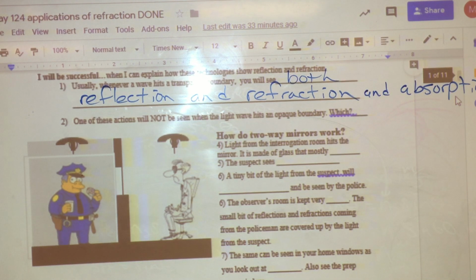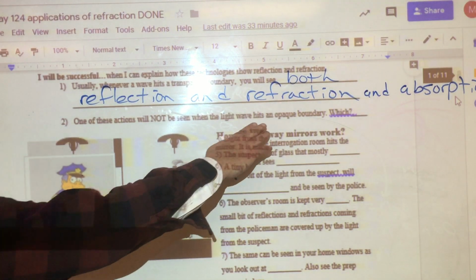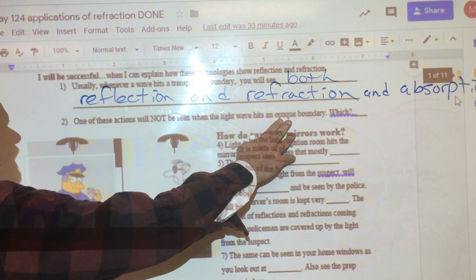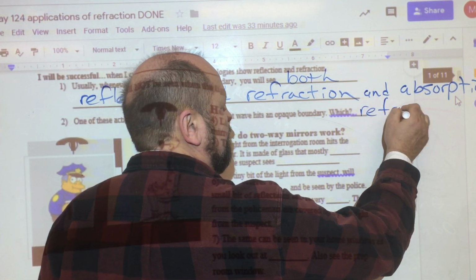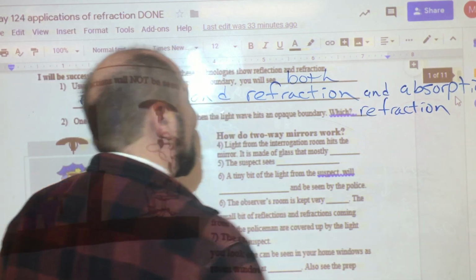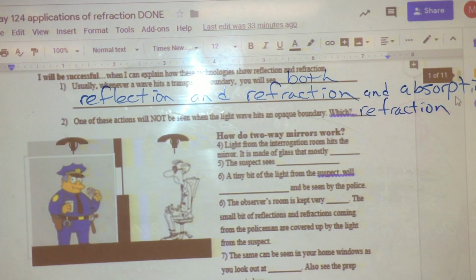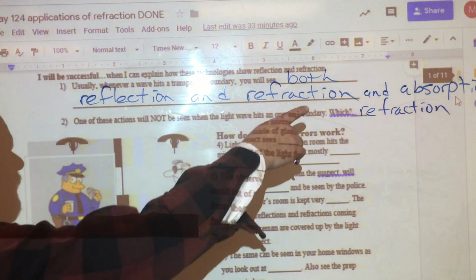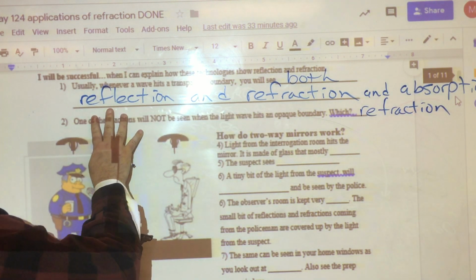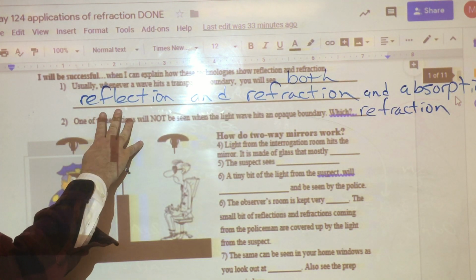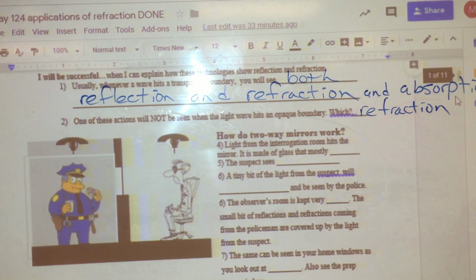Okay, one of these actions will not be seen when the wave hits an opaque boundary. Which one? Opaque means you cannot see through it, like a brick wall, and so there's no refraction. You have absorption, the brick wall is going to get a little bit warmer, and you're going to get reflection. Light's going to bounce off the wall, hit your eyeball, and you're going to be able to see the brick wall.